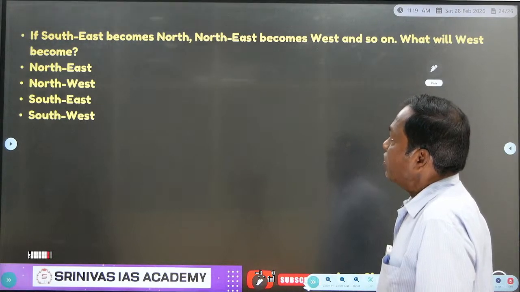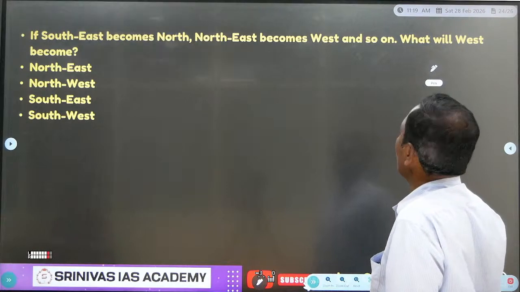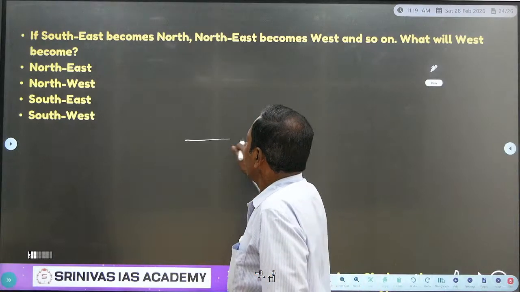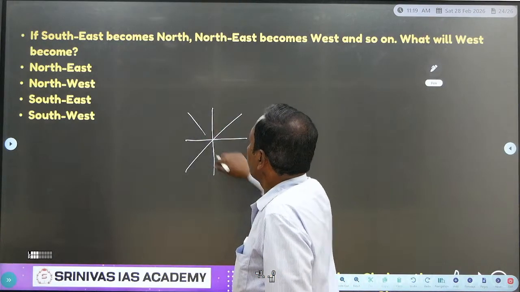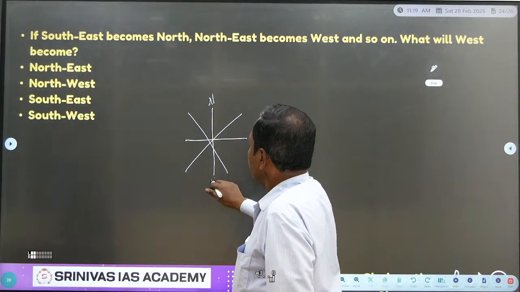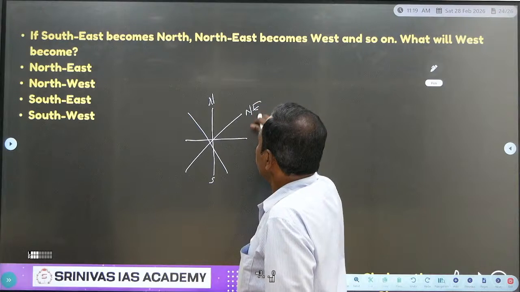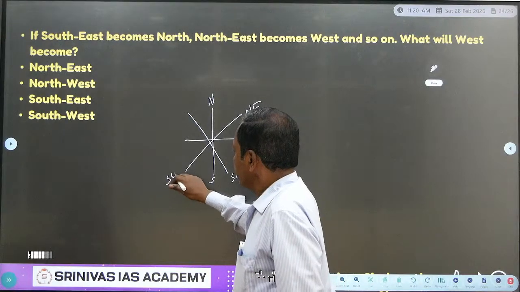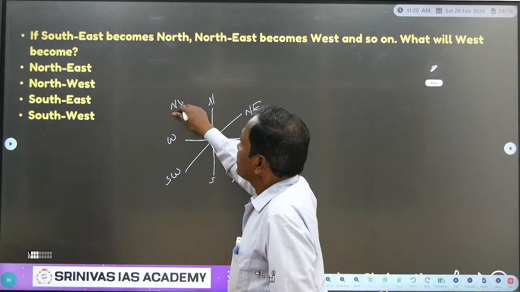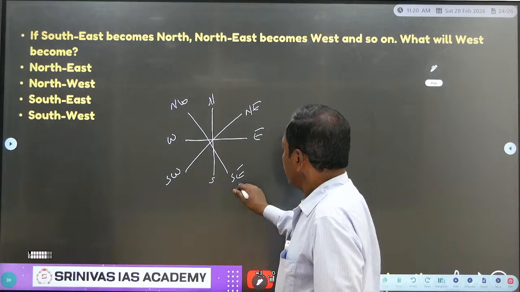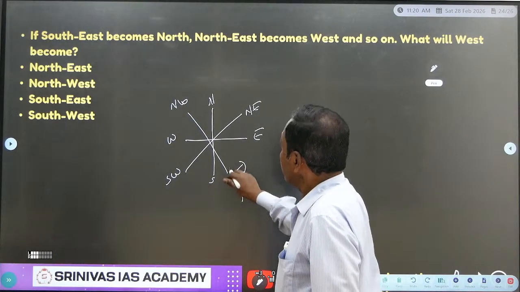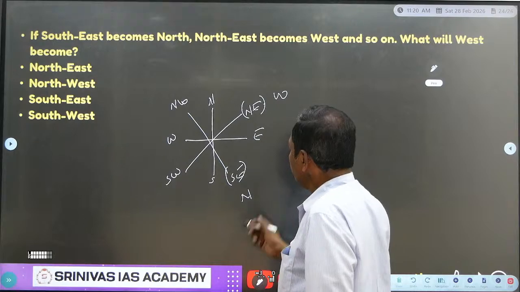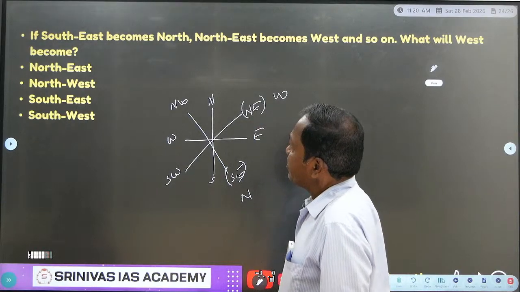Right. If southeast becomes north, northeast becomes west, and so on, what will west become? Now we do it. This is north, south, north, east, east, south, east, southwest, west, northwest. If southeast becomes north, and northeast becomes west, and so on, you have to do like this. After north is what? I think we have done this question, no?